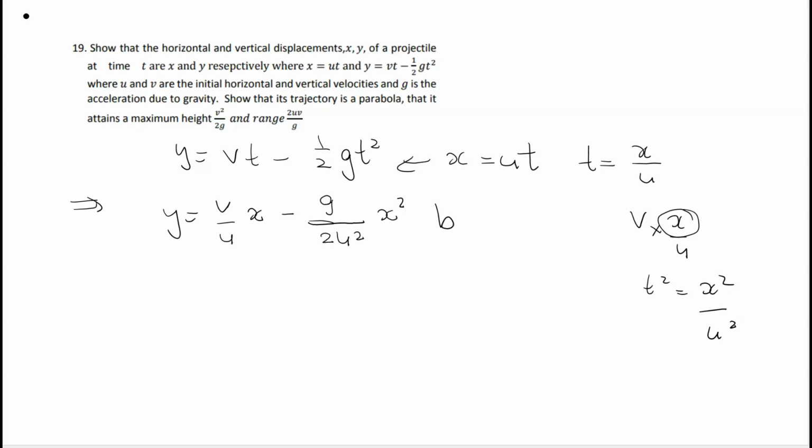So I've just done that by substitution. And you can already see that that is a parabola. It's a parabola with a negative x squared term, so it's going like that. Okay, now what we do need to do is a certain amount of rearranging of that, and the rearranging is probably not immediately obvious as to what you do.